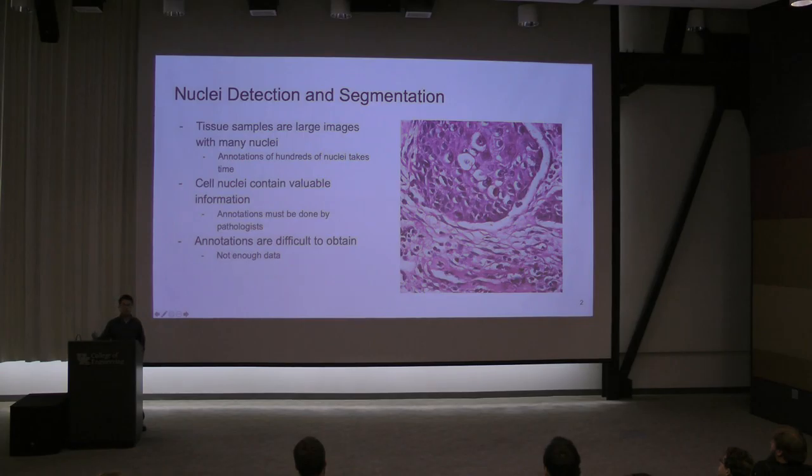So we have pathology. In pathology, there are these large tissue samples that are large images with many, many nuclei in them. And annotating all of these nuclei can take a lot of time. But since these nuclei contain a lot of valuable information for a pathologist, it is very important to get these data. But because pathologists have to be the ones that annotate them, since they know exactly what they are, their annotations can be difficult to obtain, and there just aren't enough data overall.